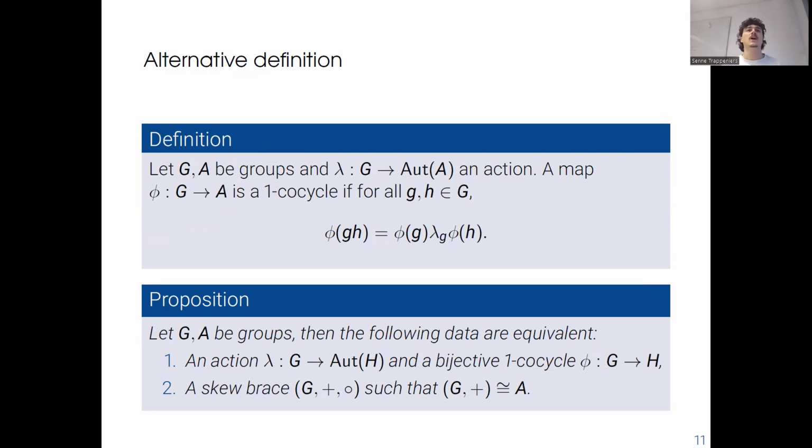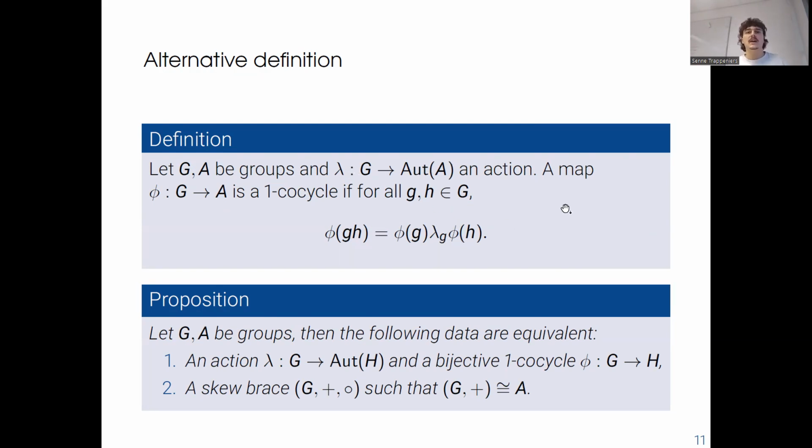If G and A are groups, and we have a lambda going from G to the automorphisms of A, so an action of G on A by automorphisms, then a map phi is called a co-cycle if for all g and h in G this kind of twisted property holds: phi of gh is phi of g times lambda g acting on phi of h. First of all, you can note that if this action is trivial, for example, we just get the usual group homomorphism.